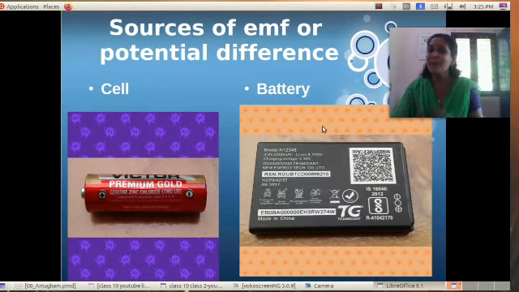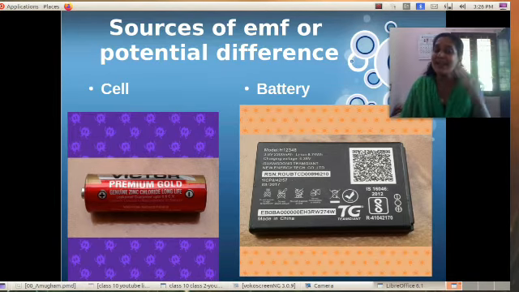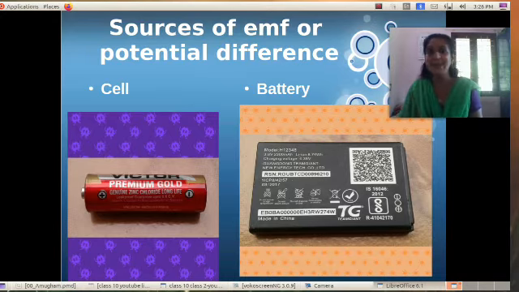Sources of EMF for potential difference are cell and battery, and another one is the generator. A generator can provide potential difference to the circuit. A cell can provide potential difference to the circuit. A battery can provide potential difference. If we connect a cell to the circuit in the picture I showed previously, the bulb will glow. Then the circuit gets the potential difference.